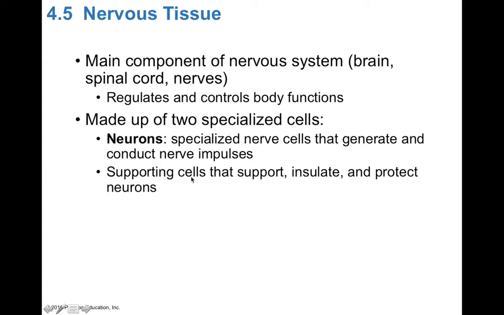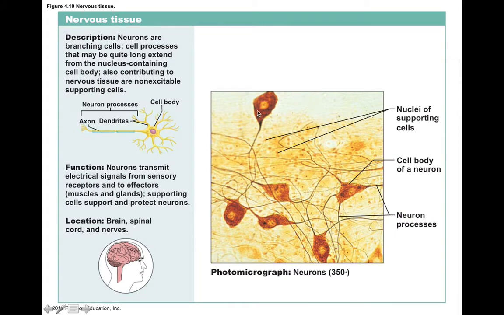We've got neurons and supporting cells called neuroglia. Now the neurons are the ones that are specialized nerve cells that can generate and conduct electrical nerve impulses. The supporting cells, called glial cells, are involved with supporting nerve function, insulation, and protection of neurons as well.